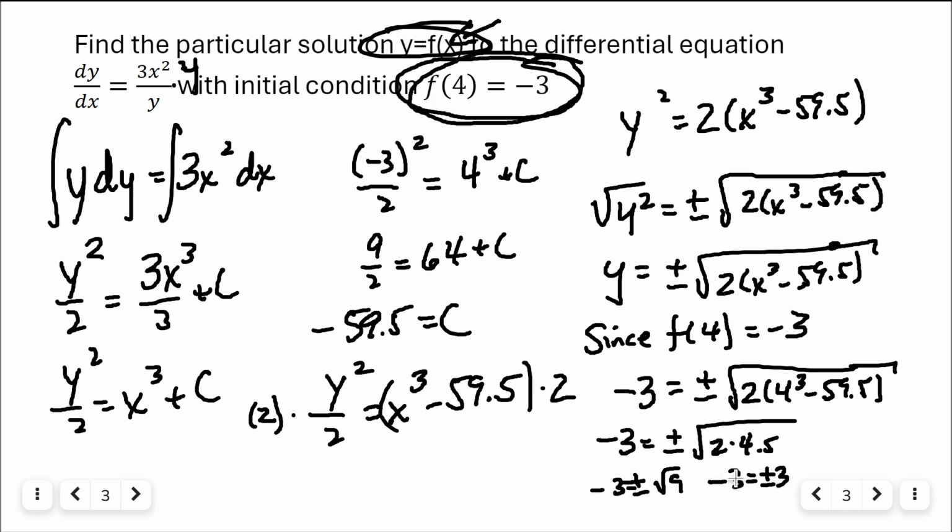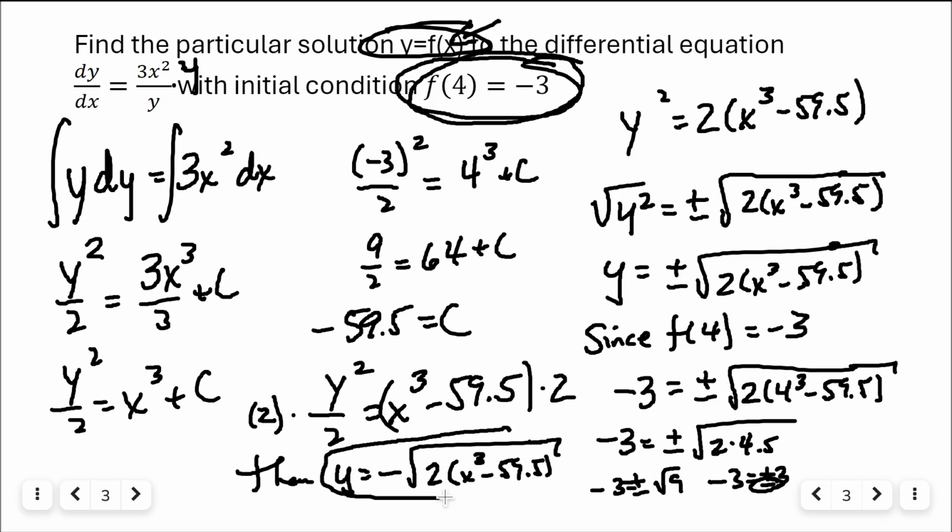Well, which one is it to make the two sides the same? It's the -1. And we can conclude y has to be negative square root of 2 times x cubed minus 59.5. And that's the correct answer. Okay, including this explanation. You need to convince somebody that you understand why the answer's negative, not positive. Okay? And we're going to use the initial condition to do that.